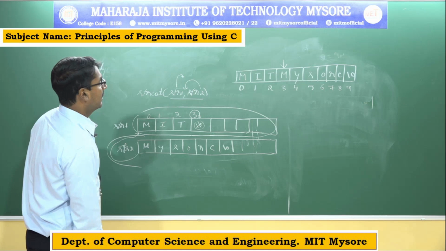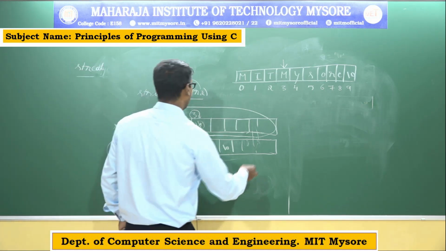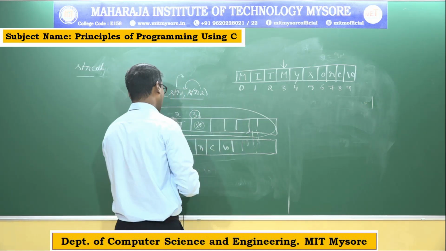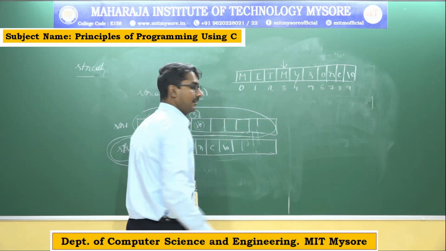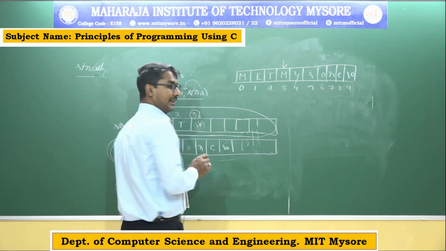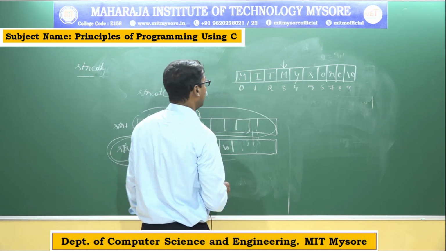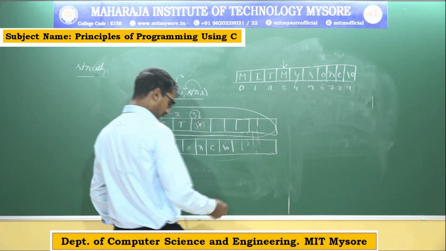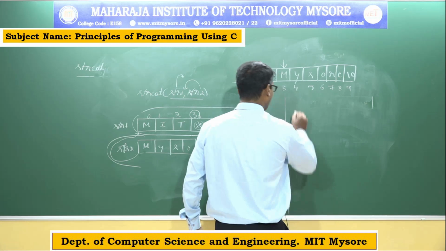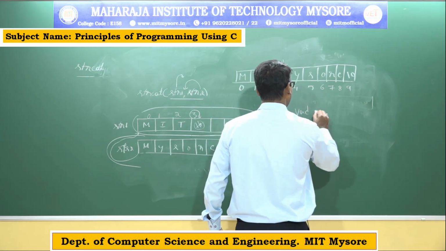So, in the first string, first 3 characters are the content of the string 1 and the next content is the content of string 2. Okay, this is about string concatenation operation. So, the program is void main.